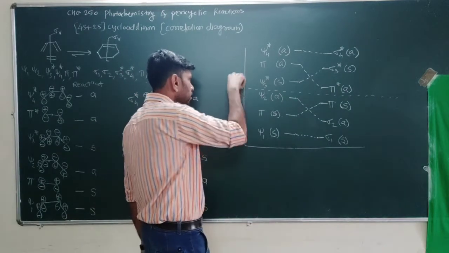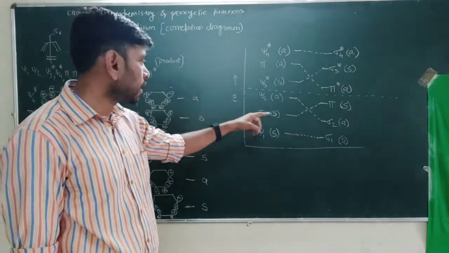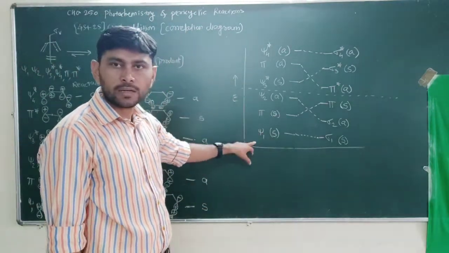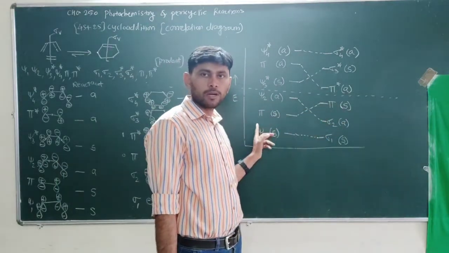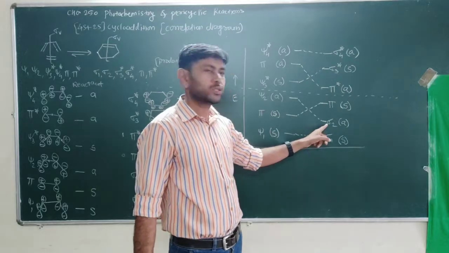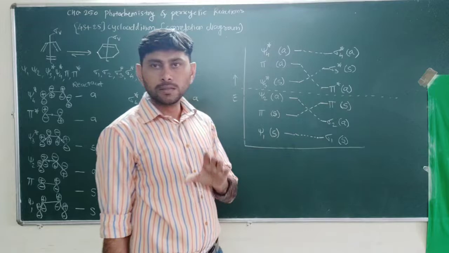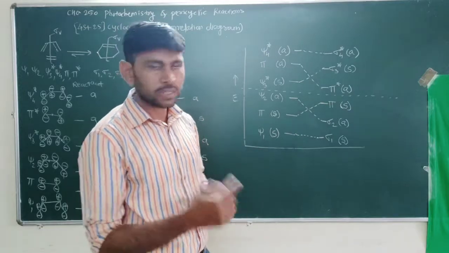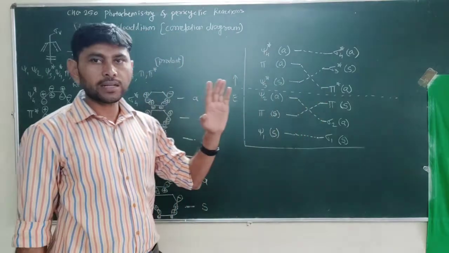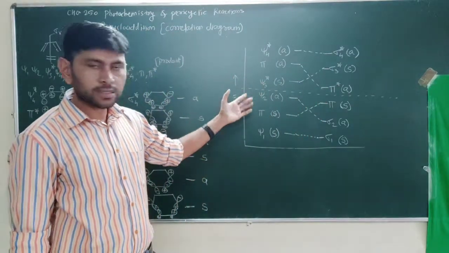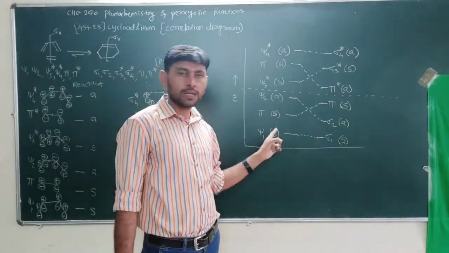From this correlation diagram, it is observed that the ground state orbitals of the reactant correlate with the ground state orbitals of the product. Then this reaction is a thermally allowed reaction. When there is no excited state combination or excited state to ground state combination, that reaction is thermally allowed, and here in this case there is only ground state combination, so such a reaction is thermally allowed.